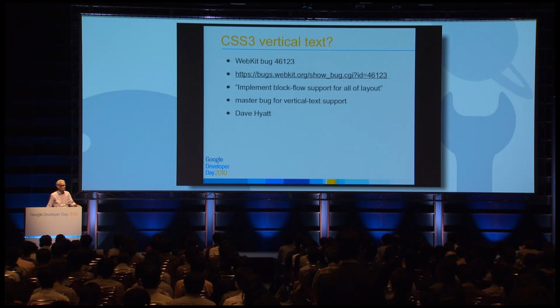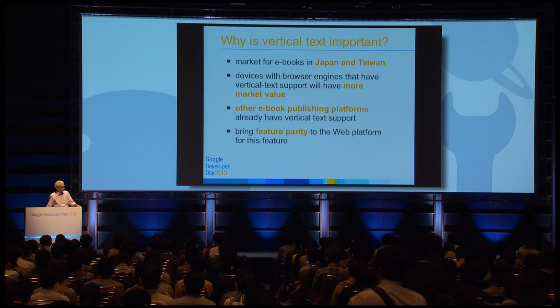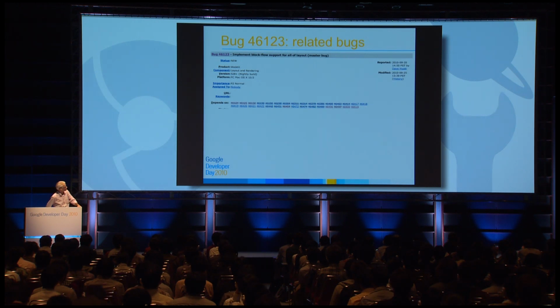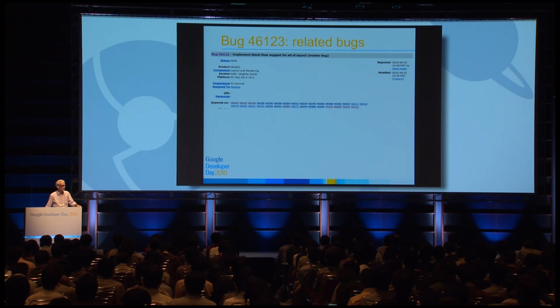Well, why do we care about vertical text support in this bug? Well, first, let me show you this bug. This is a master bug for this feature. And as these kinds of bugs go in WebKit, you can see there's a bunch of related bugs. The fact that they've been crossed out means that Hyatt's already fixed them. The ones that aren't crossed out are ones that he's still working on. So I would suggest that if you're interested in vertical text, add yourself to the CC for this bug.